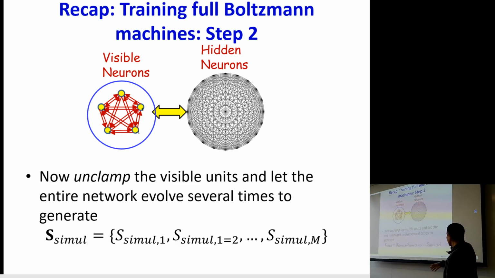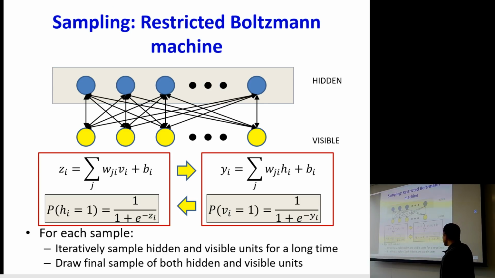And now the second component of training the full Boltzmann machine: you unclamp the visible units and let the entire network evolve several times to generate all of these unclamped sample values. We're going to do exactly the same thing over here, except first we're going to unclamp it. For each training pattern, we are going to use the training pattern to predict the hidden units.